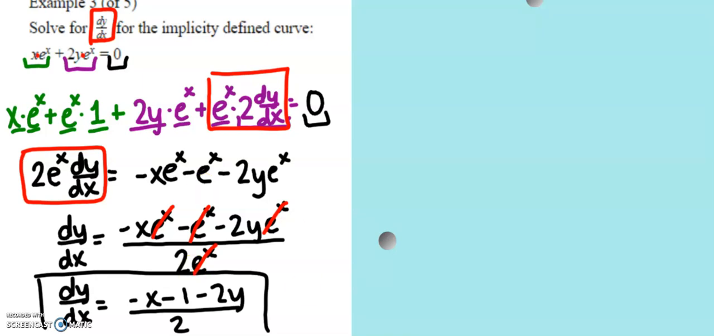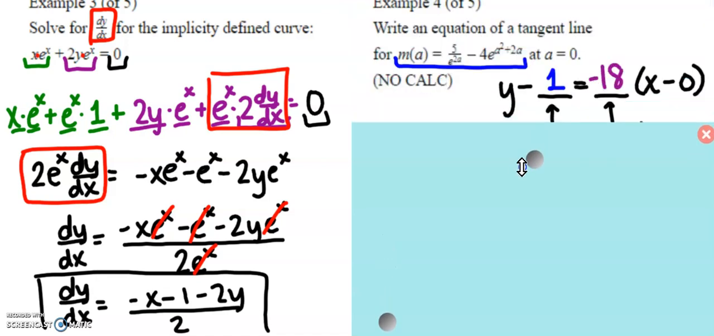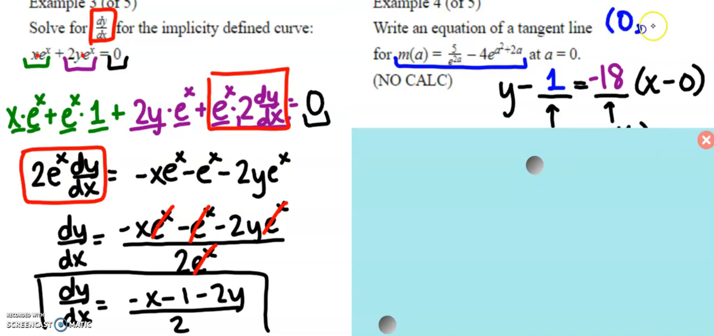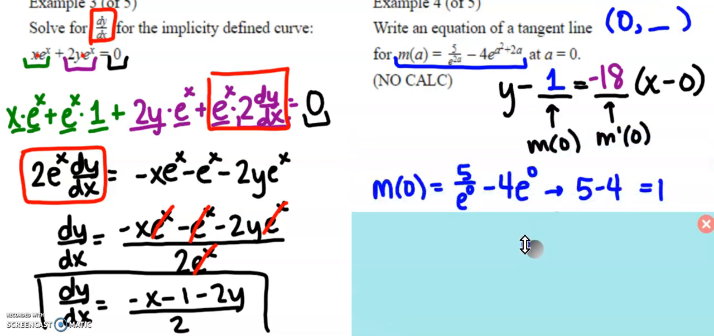All right, next one required a little bit more heavy lifting, right? We're looking to write the equation of a tangent line, which means I need a point and I need a slope. Well, my point has an input of 0, and then I needed to find the output. So in goes 0 to m, and out came 1. So I got my coordinate point of (0, 1).